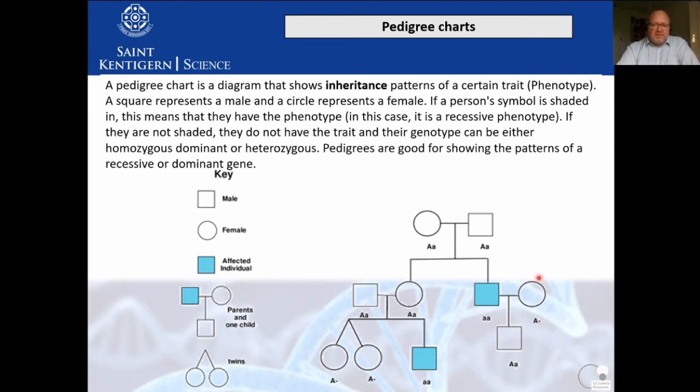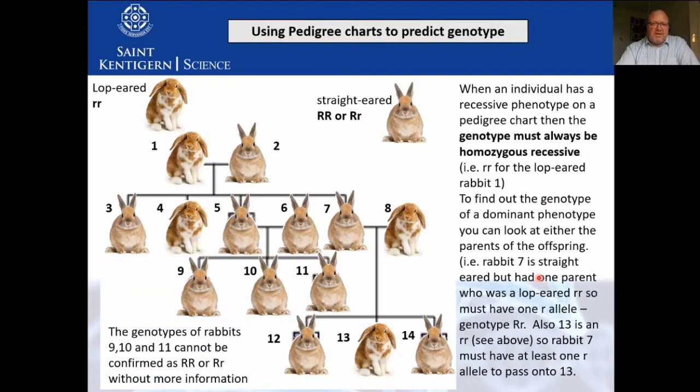It's a little bit like solving a puzzle. Okay, so lop-eared versus non-lop-eared. When an individual has a recessive phenotype in the pedigree chart, the genotype must always be homozygous recessive. So we know this. Lop-eared, the moment you see one, it's going to be little r, little r.